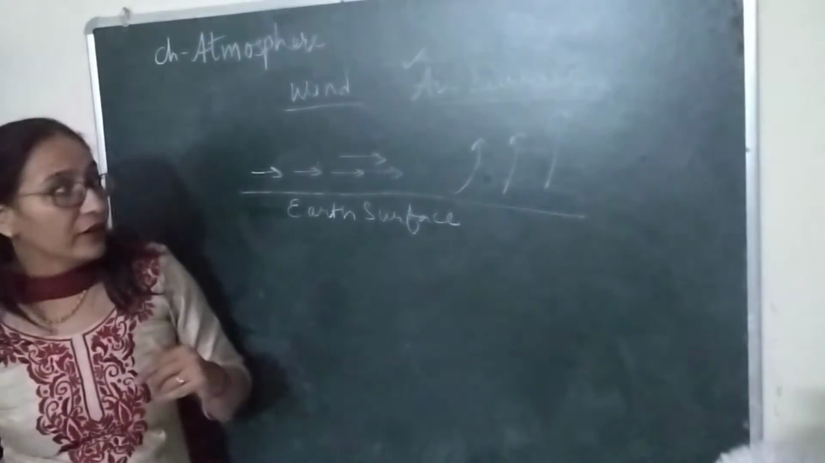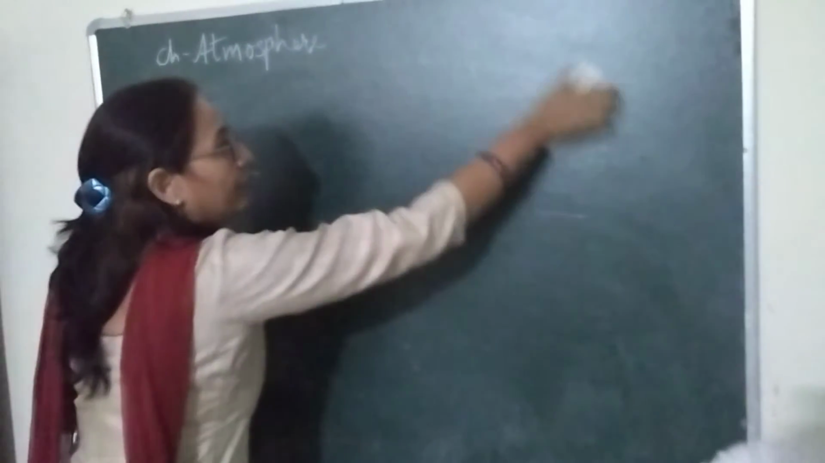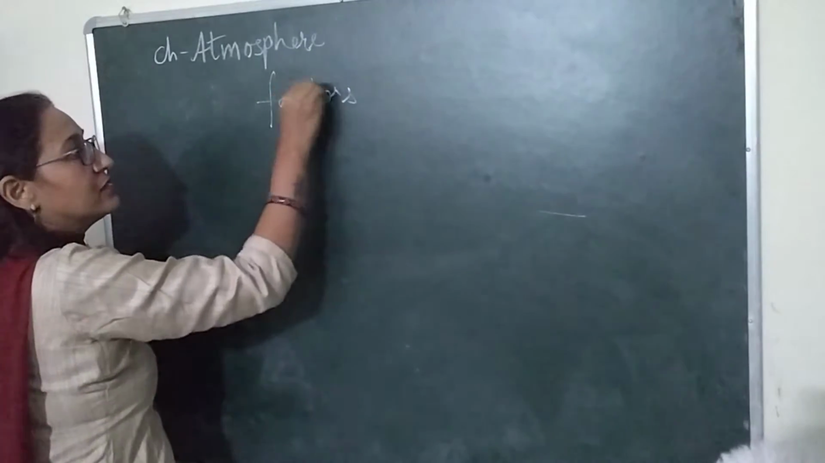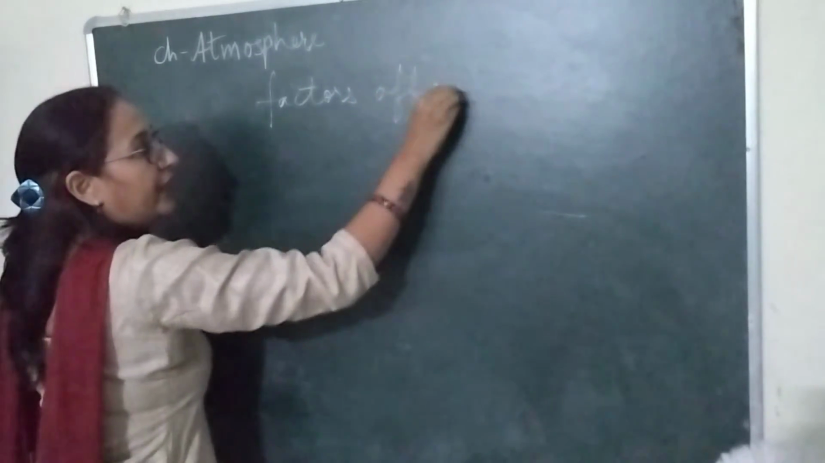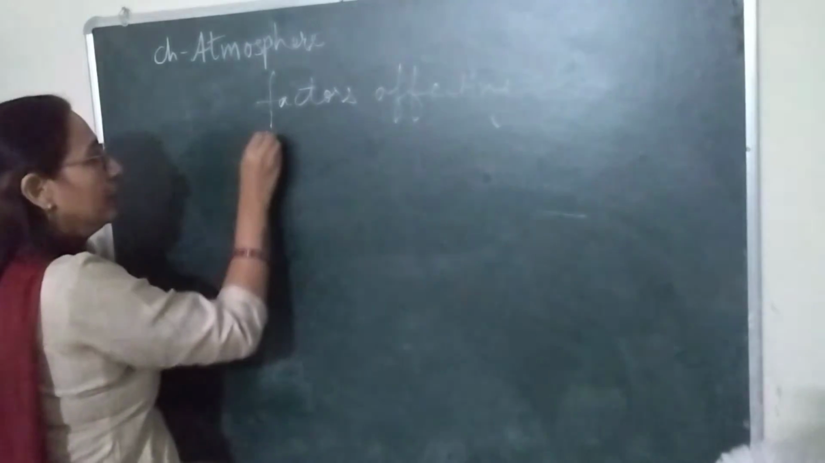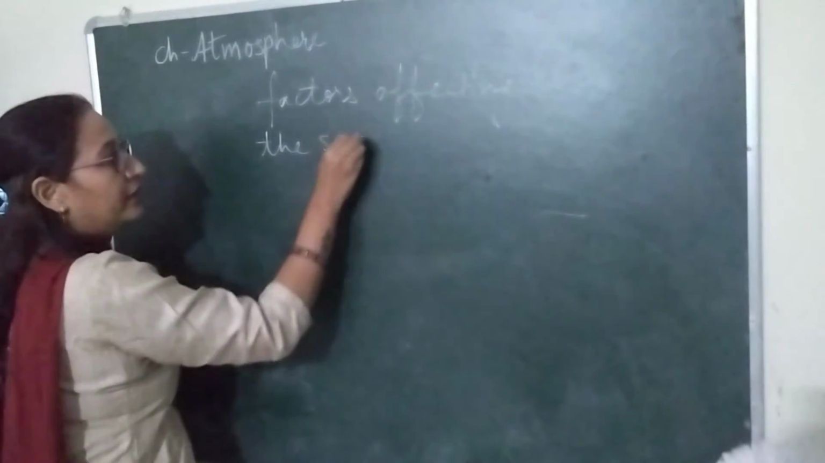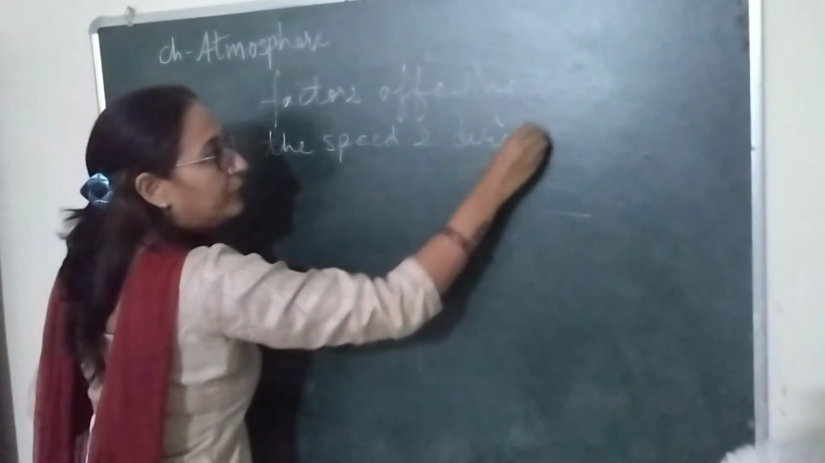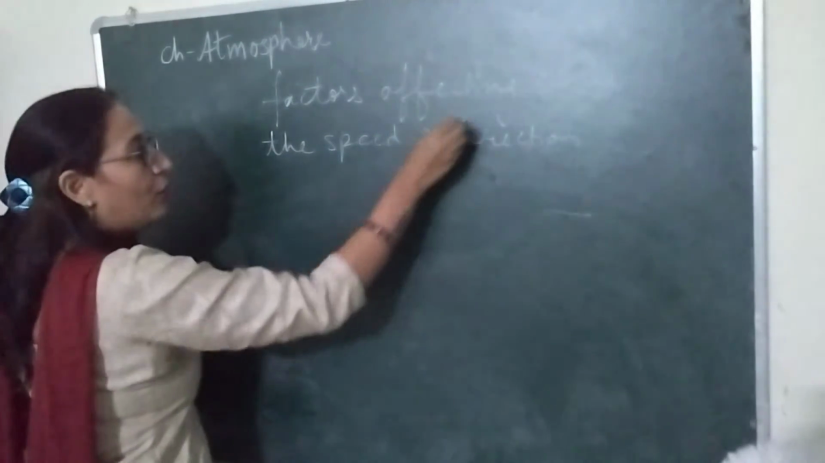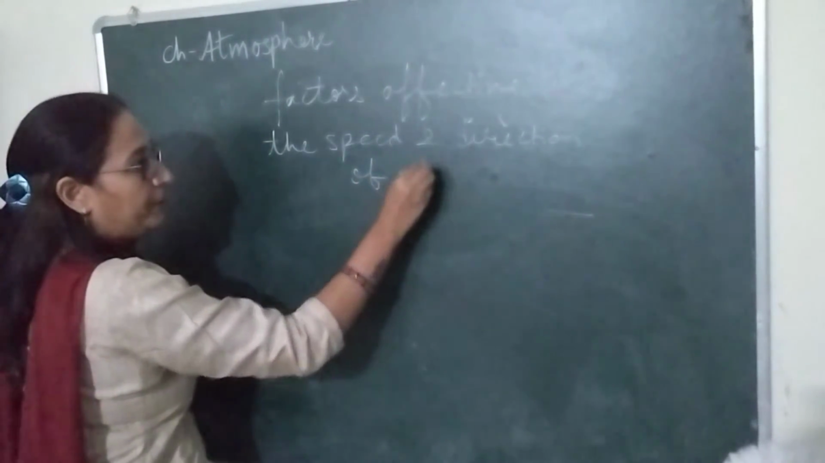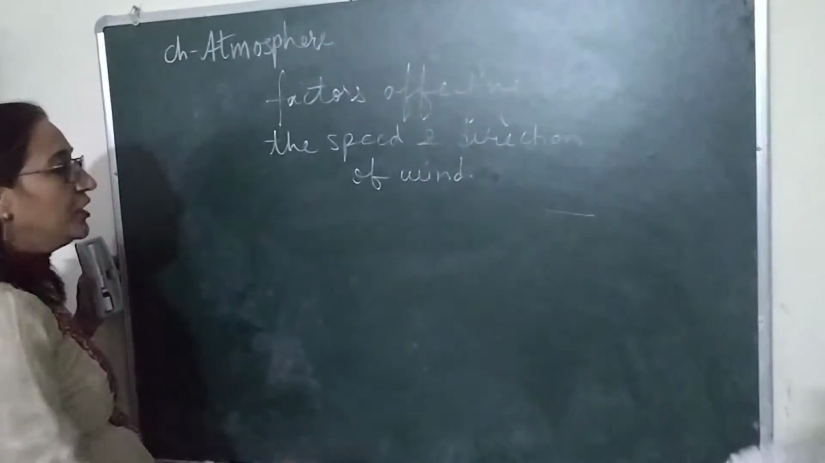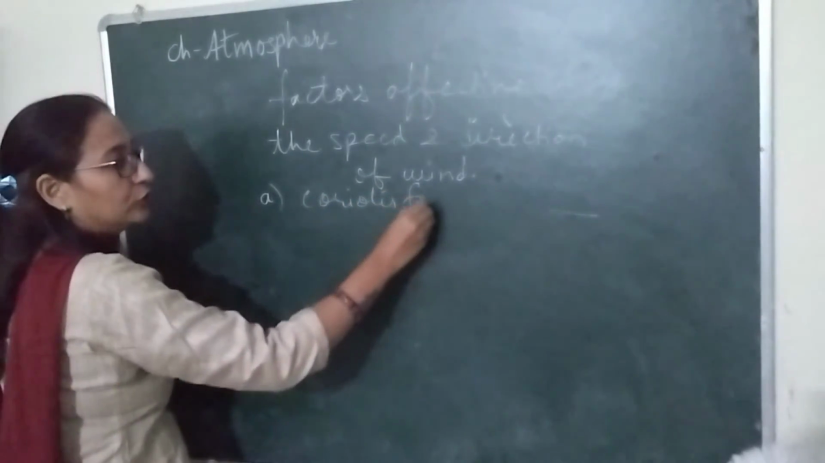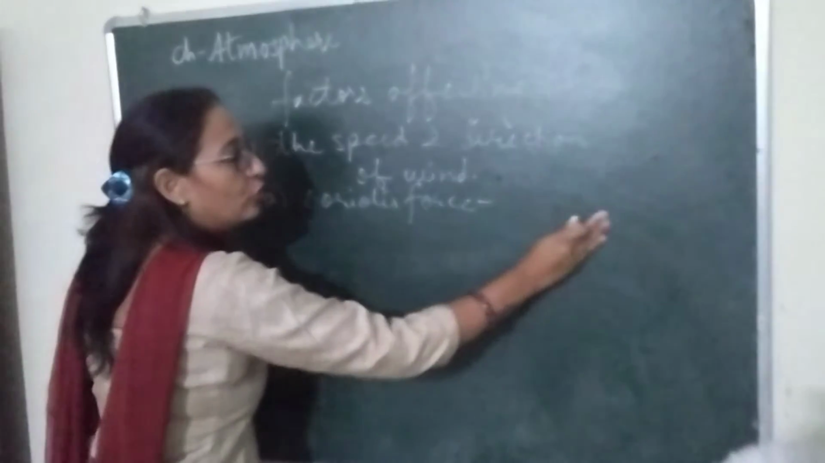Now the next topic, that is factors affecting the speed and direction of wind. Now what are the factors? The very first factor is Coriolis force. Everybody know what is Coriolis force?